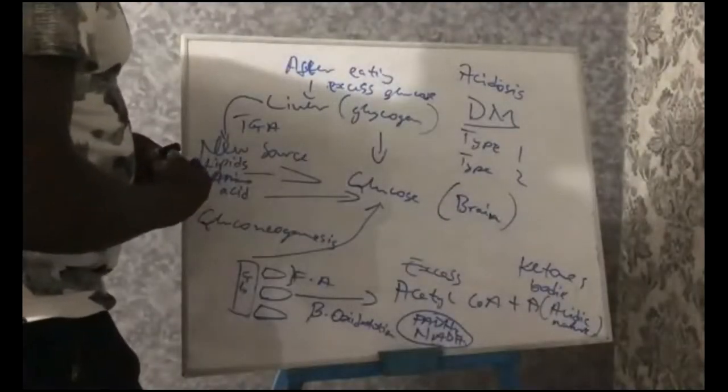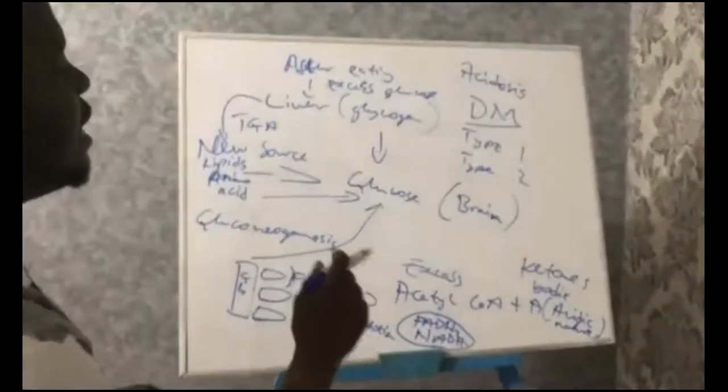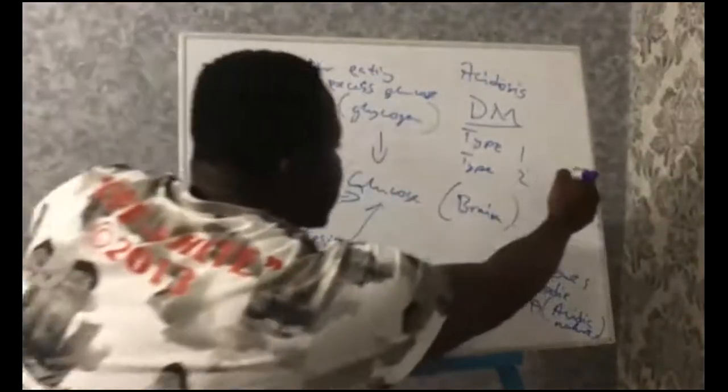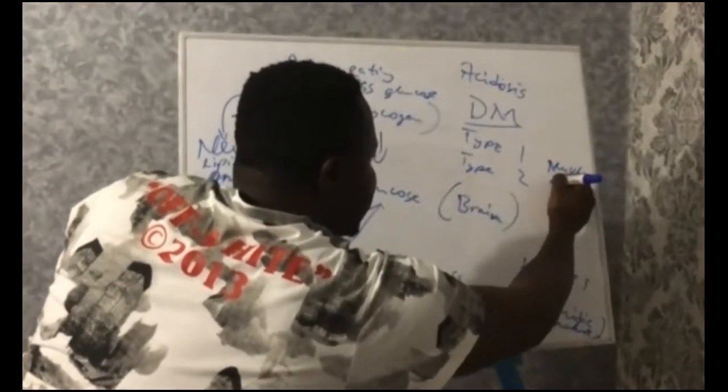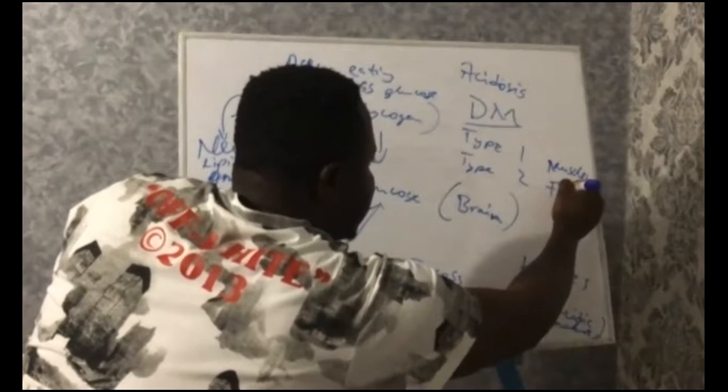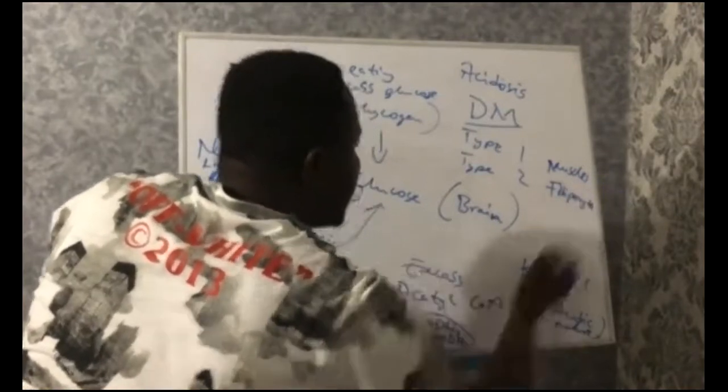Now listen, for those people who have diabetes, please pay attention. Those people who have diabetes mellitus, we can have two types. We have type 1 and type 2. The type 1 people are those who are not producing insulin at all. So if you are not producing insulin at all, it means that the body cannot use the glucose. Which part of the body? Especially your muscles and the fat cells, or adipocytes, okay?